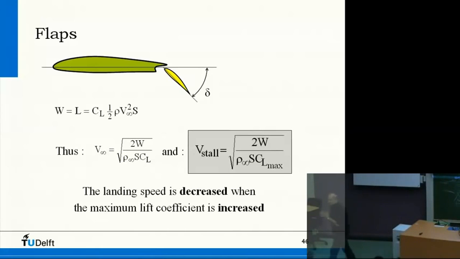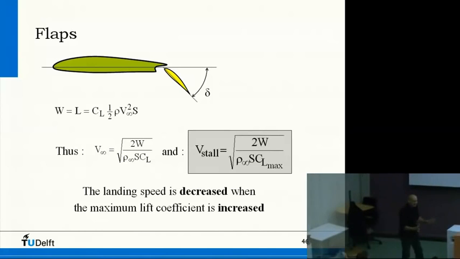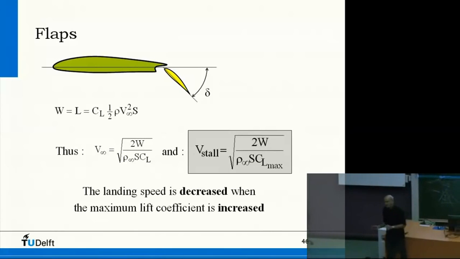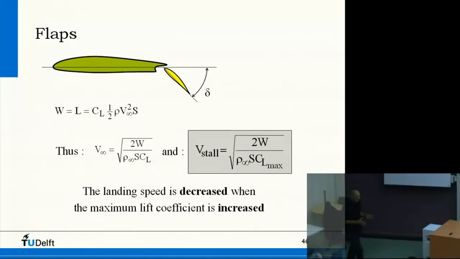Flaps. So now we have a wing. We can fly it in compressible and incompressible situations. We know what to do and how to calculate that. But now that's all about cruise, right? So if we want to take off and land, then we need something else.